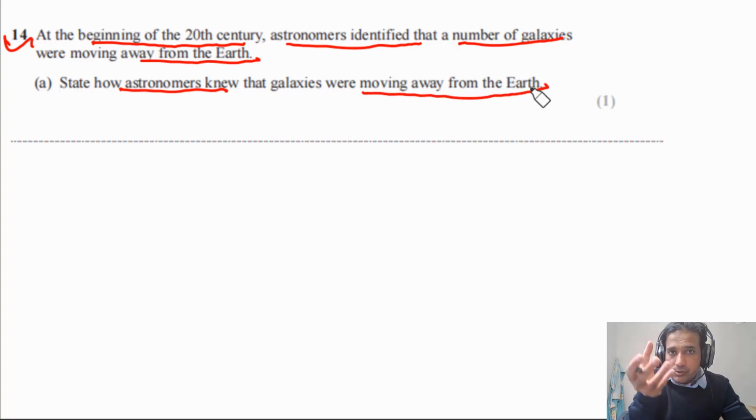So they observe light from the galaxies and they observe that the observed wavelength is greater than the lambda emitted, means the lambda in the lab, means the light is red shifted. So from redshift they concluded that galaxies are moving away. So simply you have to mention red shift.